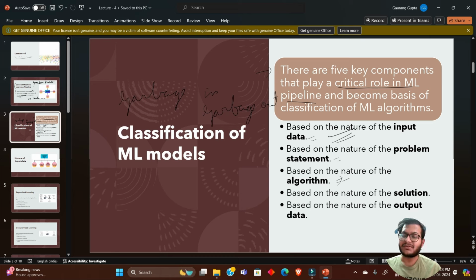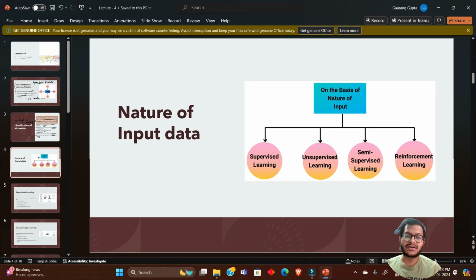Then, what type of solution you want. If there is a type of problem statement, there is also a type of solution associated with the given problem. So based on the solution, and then based on the output data, that is, what type of output data you expect or you are giving in training of the machine learning model, or maybe you are not giving the output data. We will look into it, don't worry.